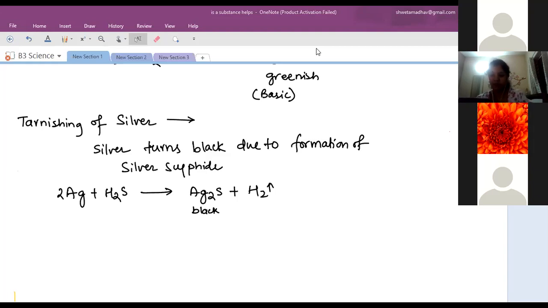Ma'am, if any food does not have fats and oils, then it won't undergo rancidity. Here the oxidation of fats and oils present in the food takes place, due to which that food gets spoiled and gives out bad taste and bad odor. So this process is called rancidity.